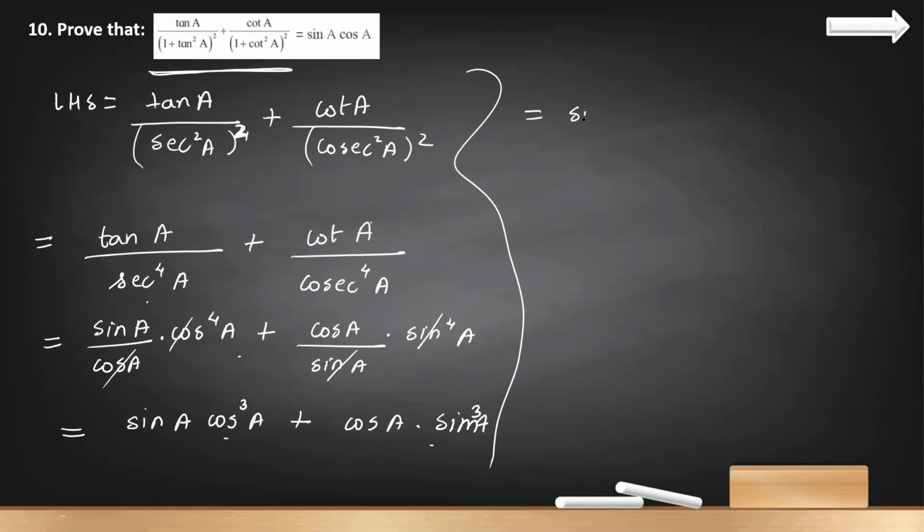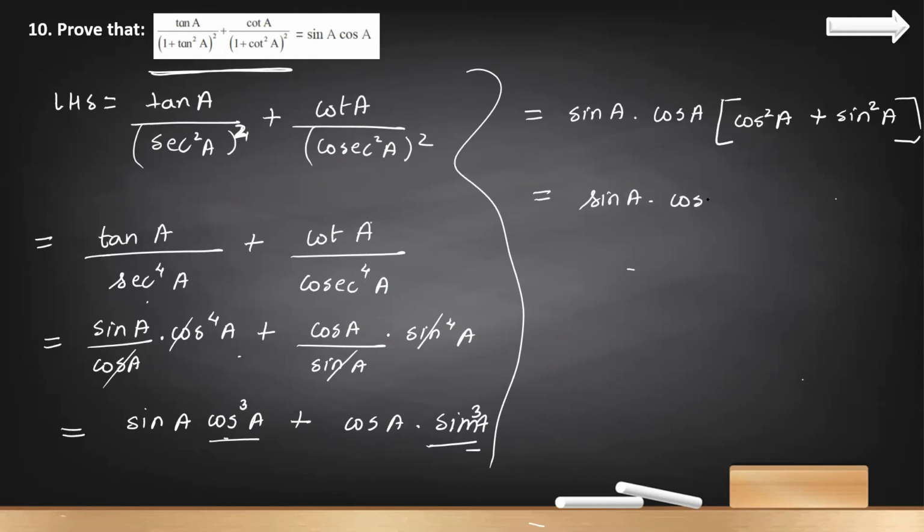Okay, now if you observe, can I take out sine A into cos A as common from here? So I'll take out sine A into cos A as common, and what do I have? I have cos square A left over here plus sine square A left over here. Now what is cos square A plus sine square A? That is going to be 1. Sine A into cos A into 1. So again, this is equal to your RHS, hence proved.